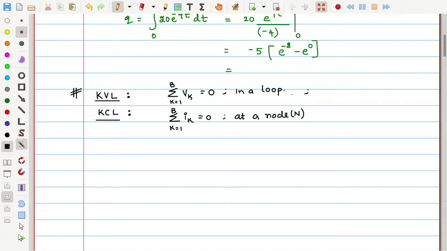One more point is that Kirchhoff's voltage law depends on the law of conservation of energy. It is derived based on the conservation of energy. That means energy is neither created nor destroyed. In that perspective, these laws are derived. What about Kirchhoff's current law?